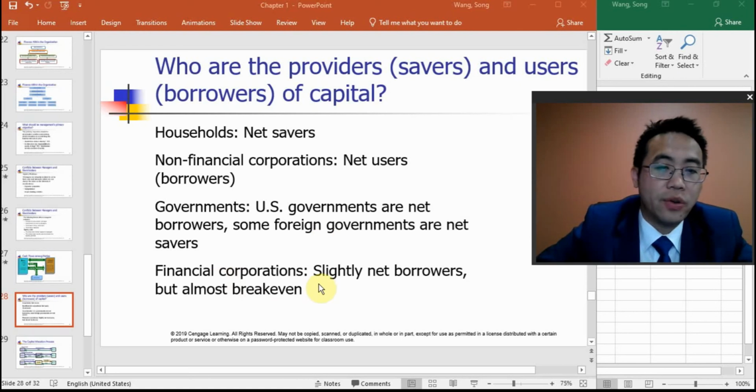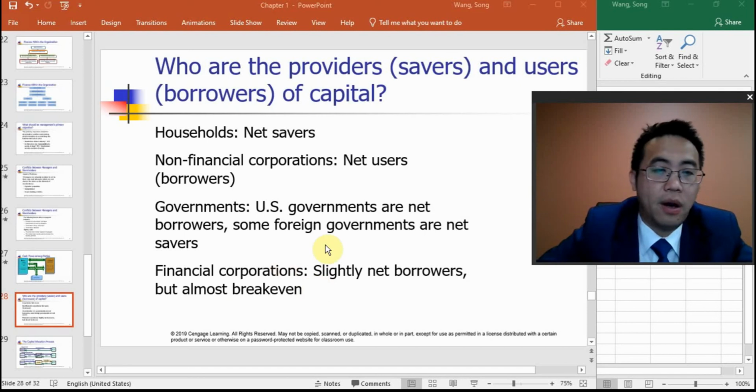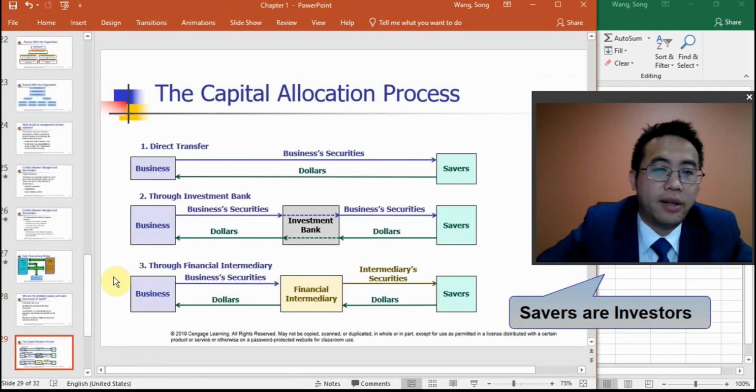There are also financial corporations playing a role here. Some of the financial corporations are borrowers, and some of them are lenders, but almost they break even. And here are some ways that capital gets allocated between the parties.